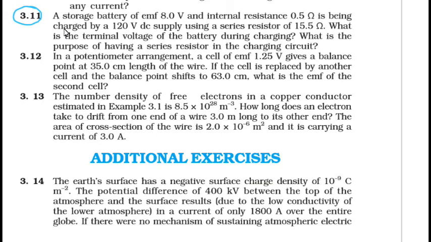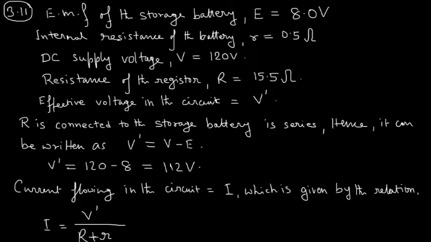A storage battery of EMF 8 volt and internal resistance 0.5 ohm is being charged by a 120 volt DC supply using a series resistor of 15.5 ohm. What is the terminal voltage of the battery during the charging? What is the purpose of having a series resistor in a charging circuit? Let us see the solution.